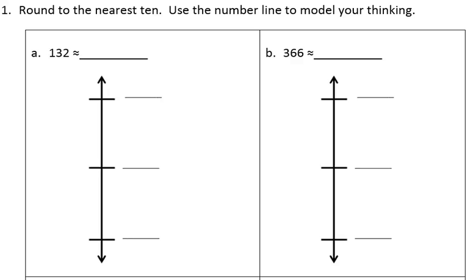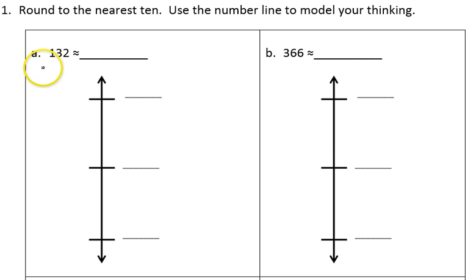This tutorial is for 3rd grade, Module 2, Lesson 13b. In this lesson, we're going to continue rounding numbers on the vertical number line. The directions say to round to the nearest 10 and use the number line to model your thinking.